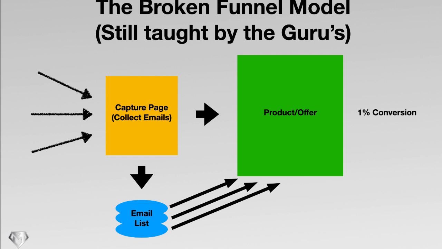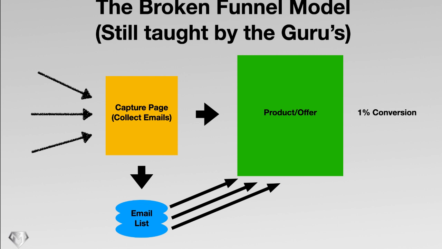Your conversions are still only going to be 1%, which means you send 100 people through this broken system, and you only make one sale. Okay, very hard to get into profit, right? So the only difference between this and the first model I showed you is that now you have a capture page and you're collecting emails, but you're still focusing on the offer, on the product. All right, you're not focusing on the result or the outcome or anything like that.